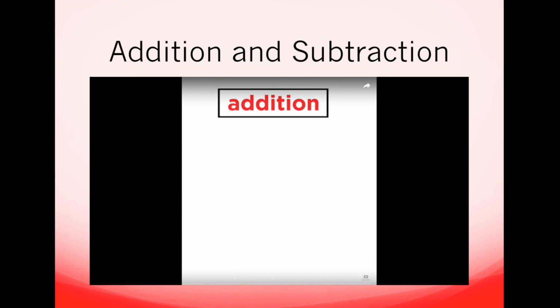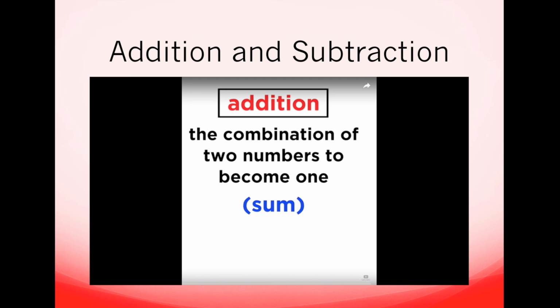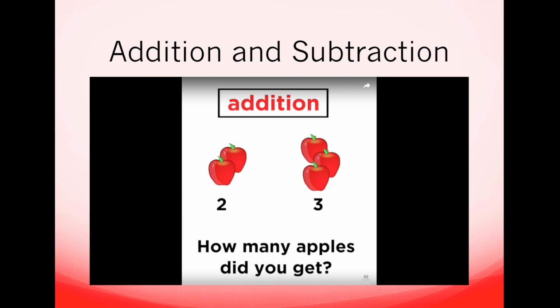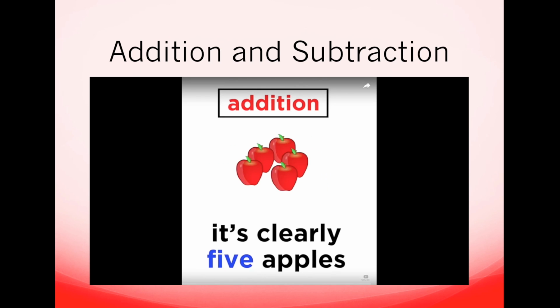Addition is the most basic arithmetic operation, and it represents the combination of two numbers to become a single number, or a sum. If you get 2 apples from one vendor and then 3 from another, how many apples did you get? Of course, we can easily count the resulting pile and see that there are 5. But how do we represent this mathematically?